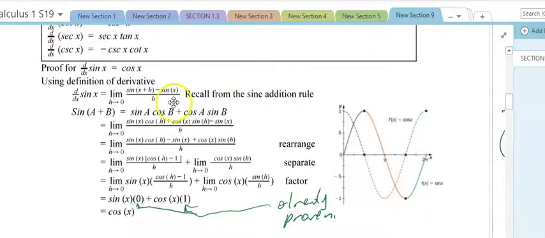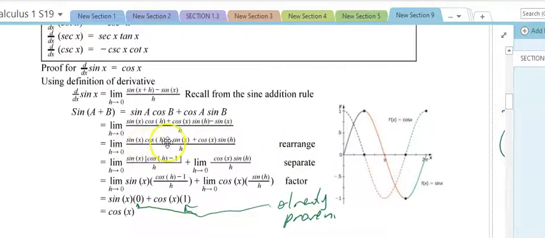Then we can look at the definition of the derivative. For sine of x, that's the limit as h approaches 0 of sine of x plus h minus sine of x, all over h. And then if we apply the trig addition rule, the next step will be the limit as h approaches 0 of sine of x cosine of h plus cosine of x sine of h, and then minus sine of x, all over h.